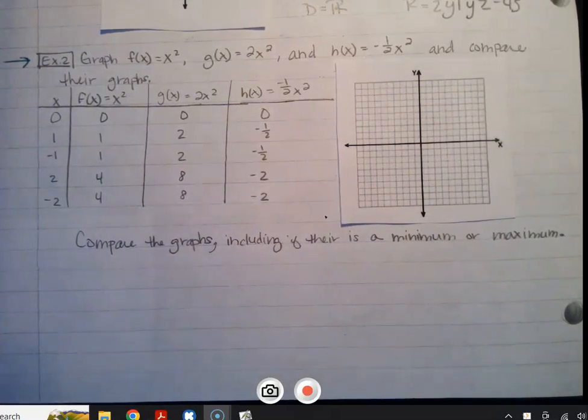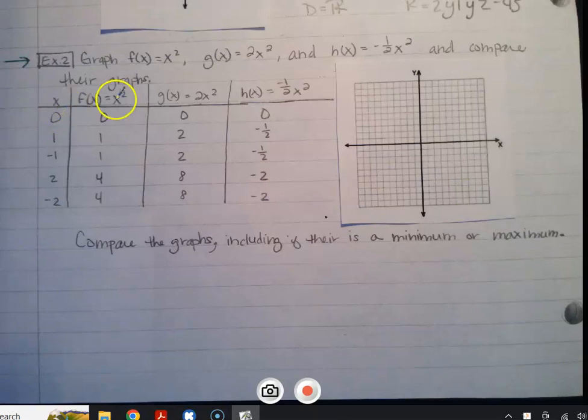All right, so it says example 2. We're going to graph f of x equals x squared, g of x equals 2x squared, and h of x equals negative 1/2 x squared, and compare their graphs. I went ahead and filled out the table so we can look at those, and then we can graph our points. It's the same table we used in Algebra 1, and you should have used in geometry.